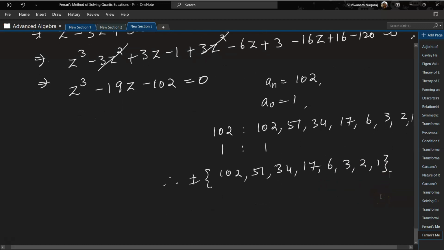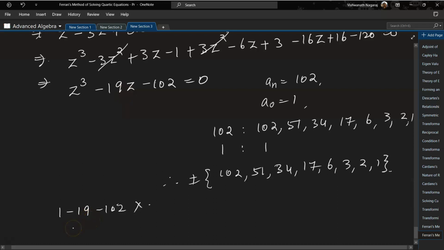Now let's take from the lowest one. 1 minus 19 minus 102. Very apparently it's not correct. What about minus 1? That would still not make much of a difference. 2, again 19 times 2 is 38. No, not really. We need a minus. So 2 and minus 2 will not work out. 3 again will not work out. So let's say minus 3. This will become 19 times 3. No, it will not work out.